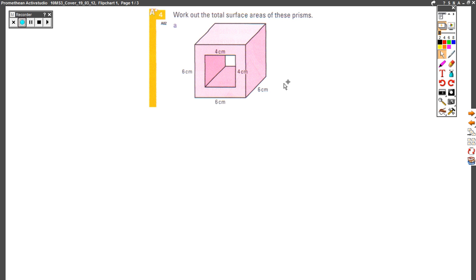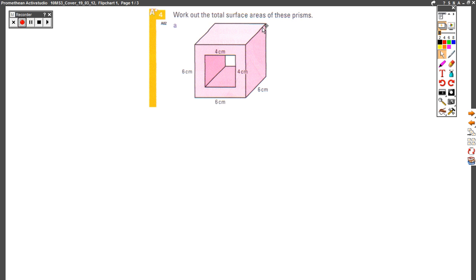First and foremost, as I did say on Friday, I would like us to finalise question 4a. As you can see, we've got a 6 by 6 by 6 cube, and actually a 4 by 4 by 6 prism has been extracted from it. So in order to work out the total surface area of this prism, let us break it down into different 2D shapes.